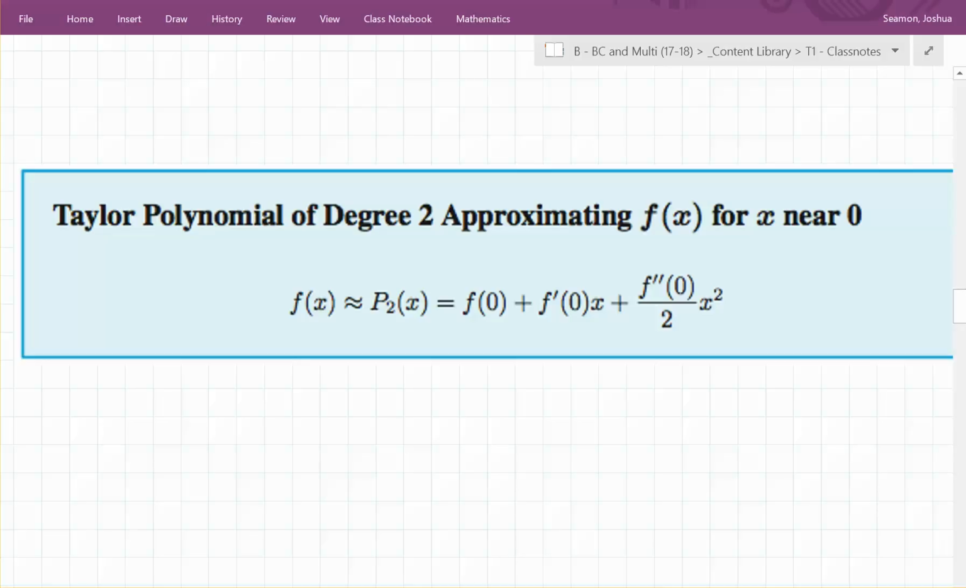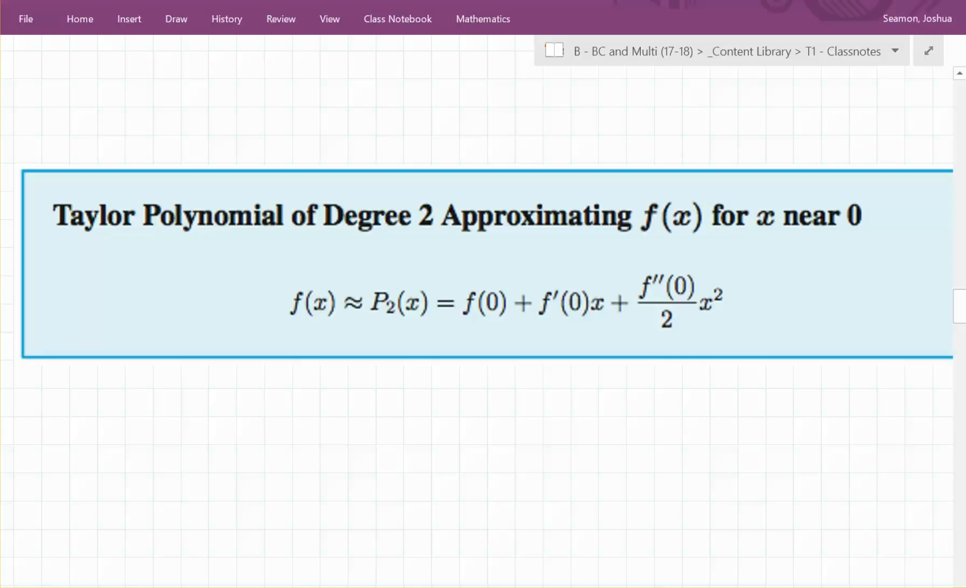If I were to differentiate this once, what do I end up with? 3ax squared plus 2bx plus c. If I differentiate it again, what do I end up with? 3 times 2 times a times x plus 2 times 1 times b plus 0. What do you see? Factorial.